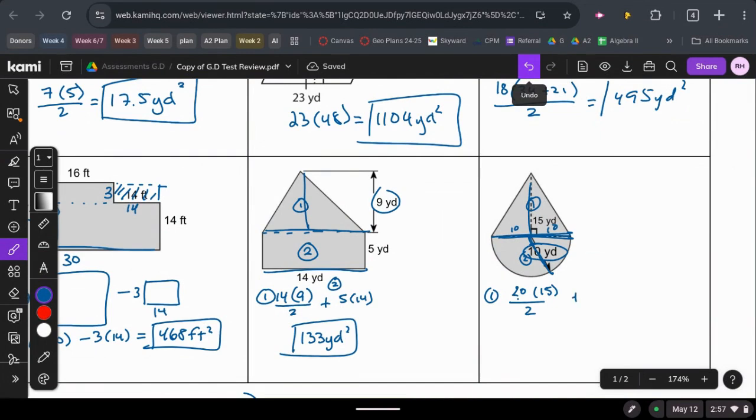So that's shape 1. I'm going to add on shape 2, which is a semicircle. I know the area of a circle is pi r squared. Well, we use 3.14 for pi. The radius is 10, but that's the area of a full circle. I need to divide it by 2 to get the area of a semicircle. When I type all of this into my calculator, I should be getting 307 yards squared.